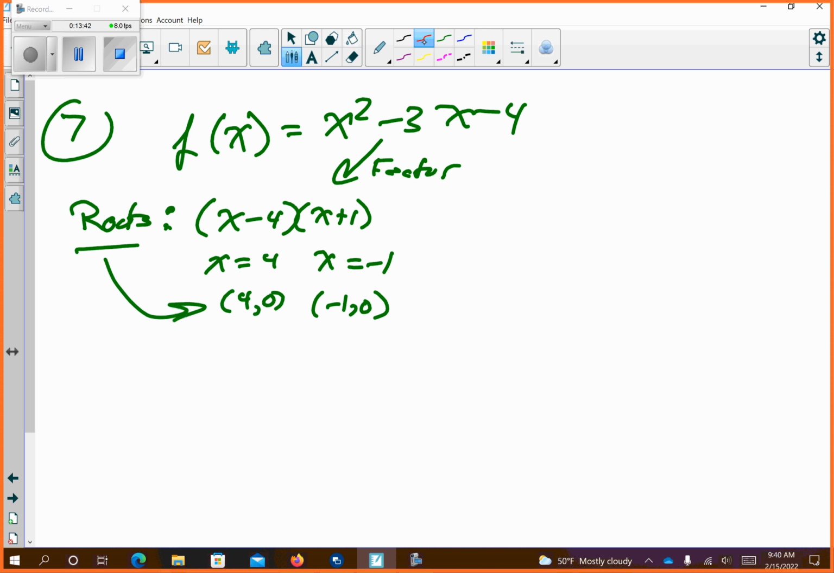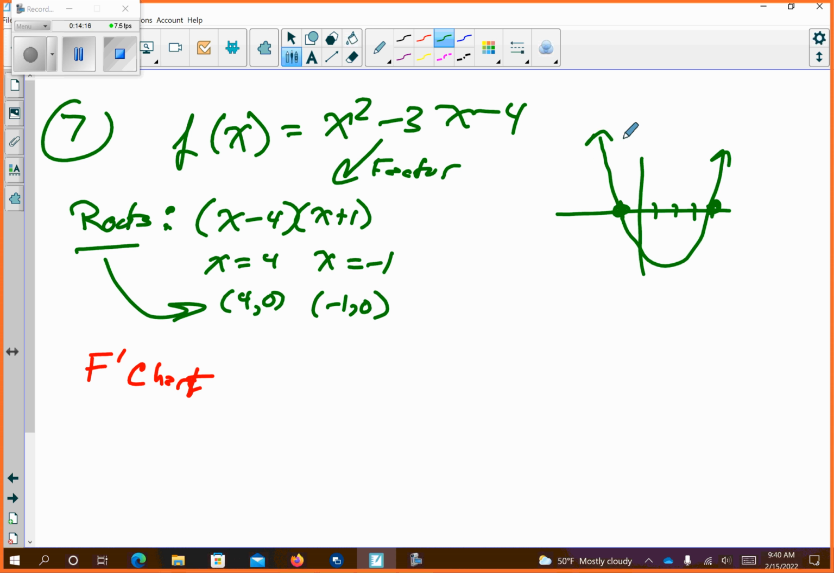If we were to create an f prime chart: interval where it's increasing, interval where it's decreasing, max, min. So now we're going to try and figure out an f prime chart. So far in the green, I know that I have this kind of situation. And the x squared is positive, so basically this is taking place. It's a parabola. That's what the original should look like. So we can create our f prime chart pretty easily off of this.